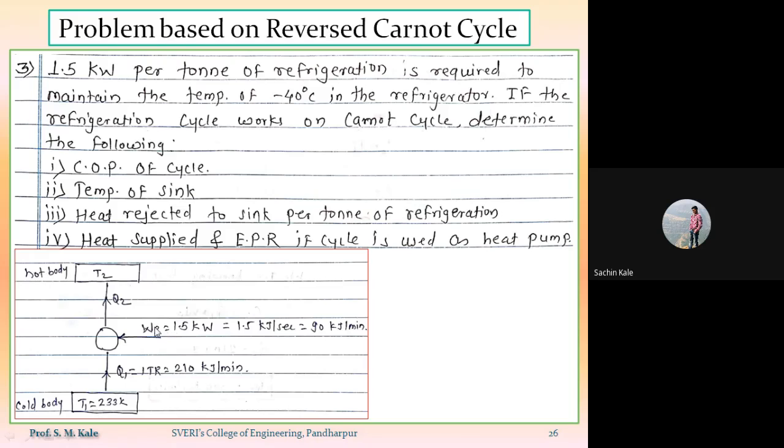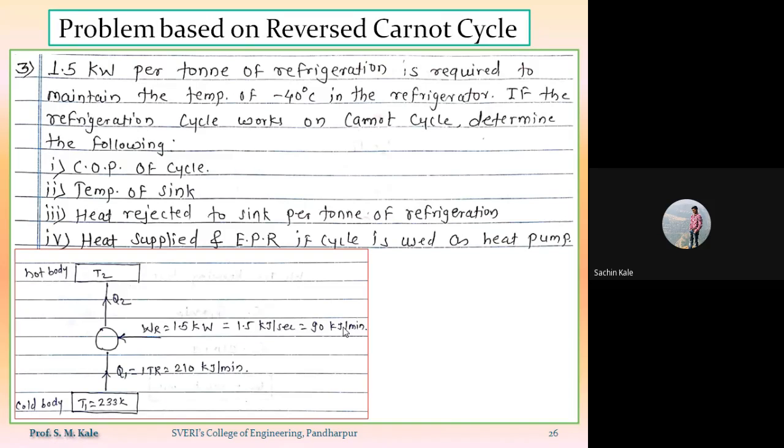convert the work done or work supplied to the system in terms of kilojoule per minute. So 1.5 kilowatt is nothing but equal to 1.5 kilojoule per second. If I want to convert it to per minute, I need to multiply this value by 60. So 1.5 into 60 is nothing but 90 kilojoule per minute.